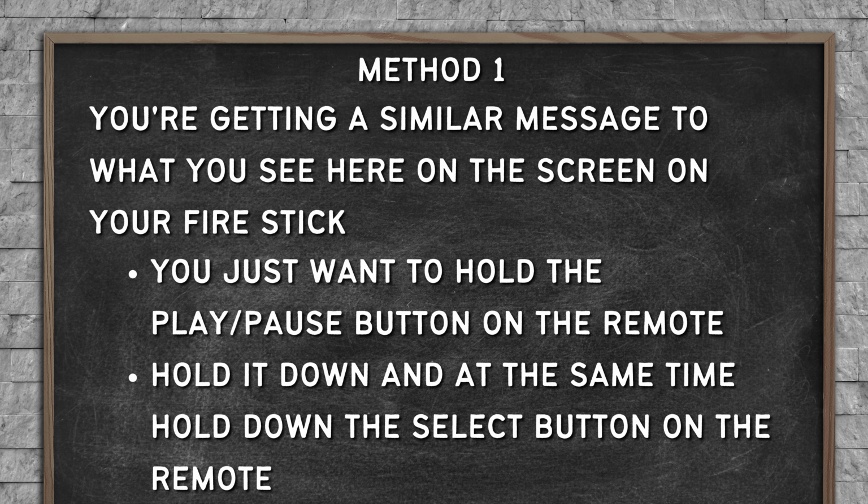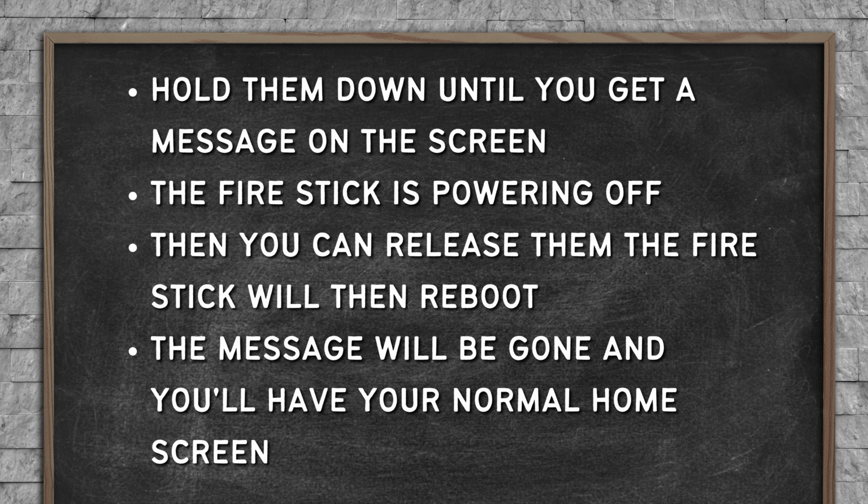Method 1. If you are getting a similar message to what you see here on the screen on your Firestick, you just want to hold the play or pause button on the remote. Hold it down at the same time as the select button on the remote. Hold them down until you get a message on the screen: the Fire Stick is powering off. Then you can release them. The Fire Stick will then reboot. The message will be gone and you will have your normal home screen.